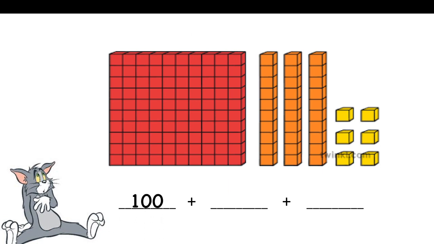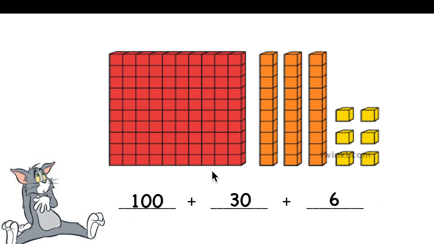Let's practice one more time. We have 100. How many tens do we have? 1, 2, 3 tens. What is 3 tens? What's the number for 3 tens? 30. Right. And how many ones do we have? 1, 2, 3, 4, 5, 6. 6 ones. What do we call this form?